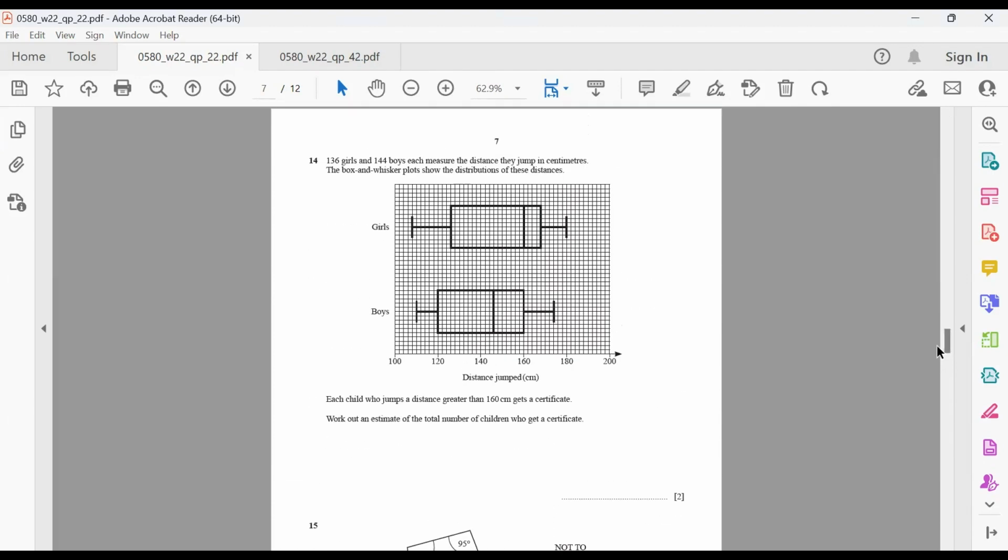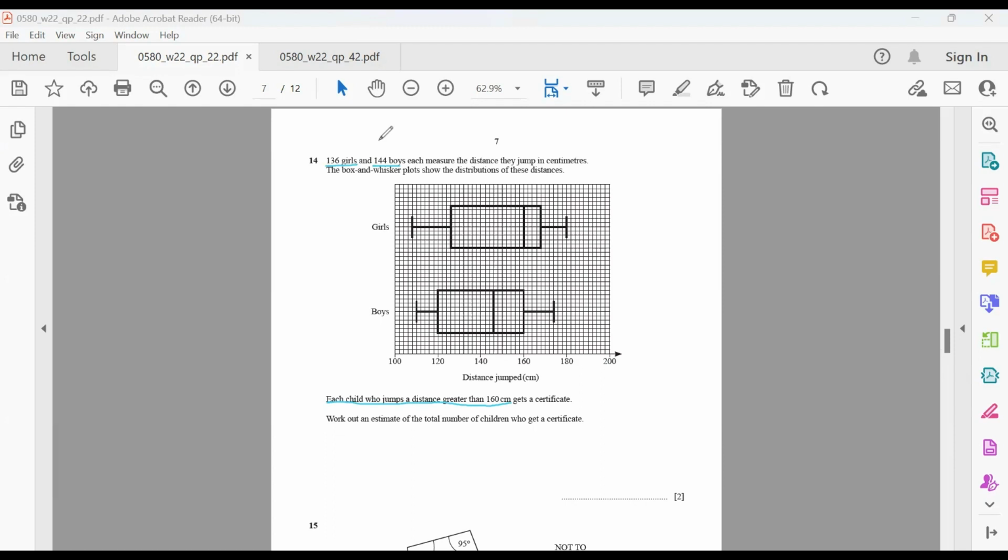Moving on to question 14. Oh, okay, another thing about frequency. So this is the box and whisker diagram as I mentioned before, and let's take a look at how to solve this question. There are 136 girls and 144 boys. Each measures the distance they jump in centimeters, and the box and whisker shows the distribution of these distances. Each child who jumps a distance greater than 160 gets a certificate. Work out an estimate of the total number of children who get the certificate.